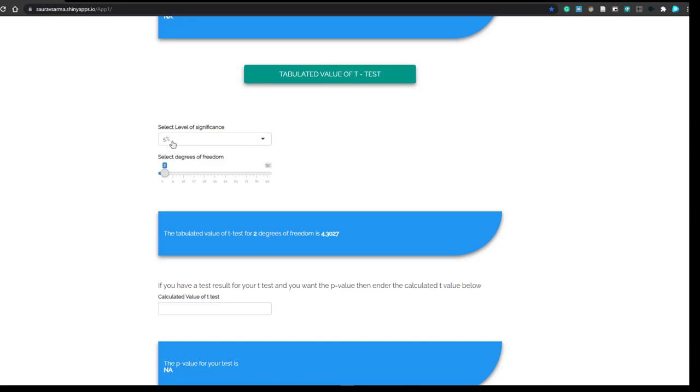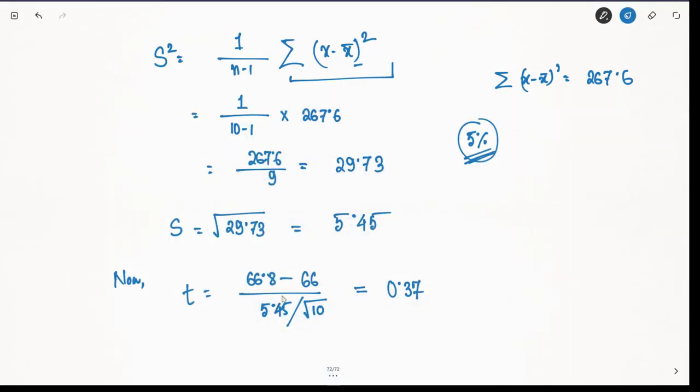The standard value is 5%, which is set by default, and you will have to select degrees of freedom, which will give you the required tabulated value over here in bold, right? Before finding out the tabulated value, you need to know what the degrees of freedom is. So how to find out degrees of freedom?